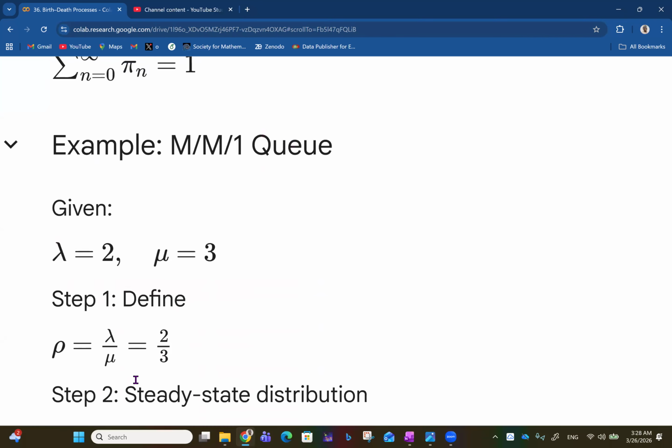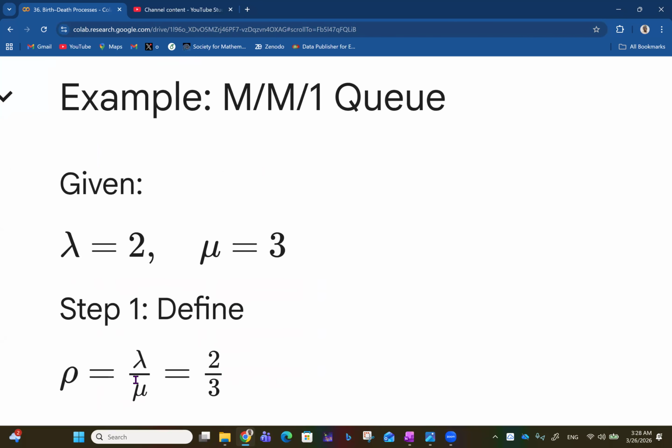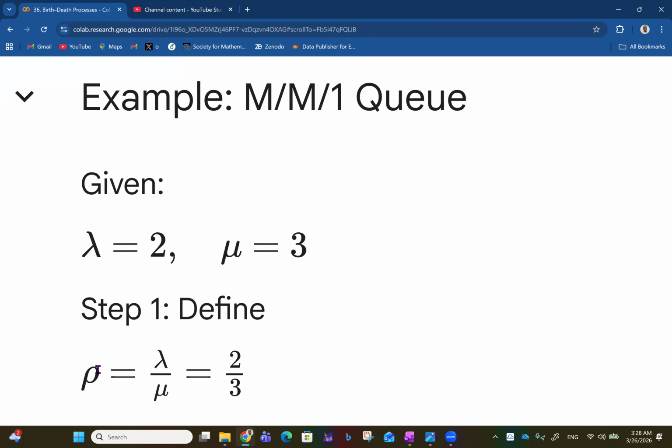We have a very good example in an M/M/1 queue, a queue where there's only one person servicing the queue. If the arrival rate is 2 and the service rate is 3, then we can define a stability condition. In the next video, we'll be looking at queuing models in serious depth, so watch out for that in case you want to learn about queue theory.